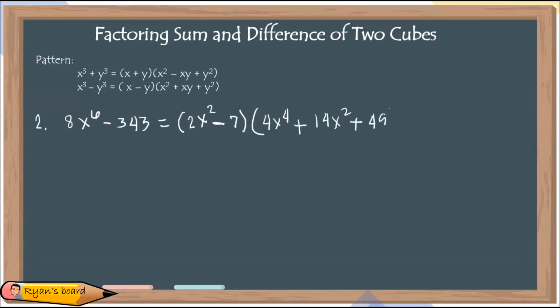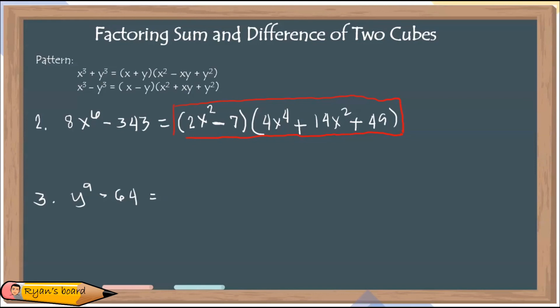Yan. So, ito na ngayon yung ating factors ng ating difference of two cubes. Okay? Again, pwede nyo i-check yan using distributive property. Okay? Now, let's try this one. This is our last example. X to the 9th power minus, let's say, 64. Is 64 a perfect cube? I think yes, that's 4.